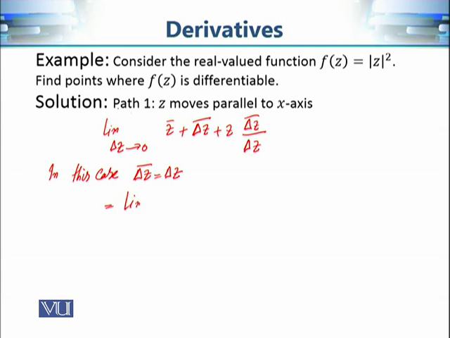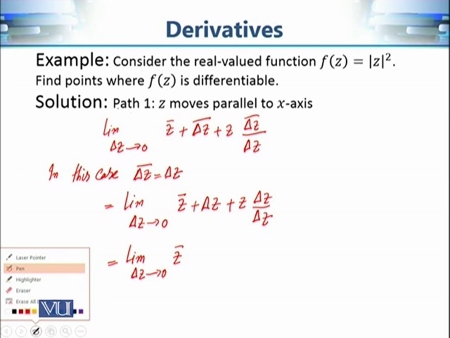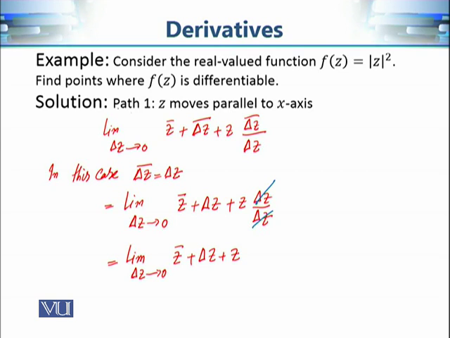So this limit becomes the limit as delta z approaches 0 of z conjugate plus delta z plus z into delta z over delta z. Once again, delta z is approaching 0 and is not in fact equal to 0, so that's why we can cancel out delta z with delta z. So they will cancel out, and the output is z conjugate plus delta z plus z. Now this expression is basically a polynomial in delta z, and we know that polynomials are continuous functions, so the limiting value of this function is going to be equal to its functional value. So we just take delta z to be equal to 0, and the output is going to be equal to z conjugate plus z. So this is the first path, which is the path when we move parallel to the x-axis.